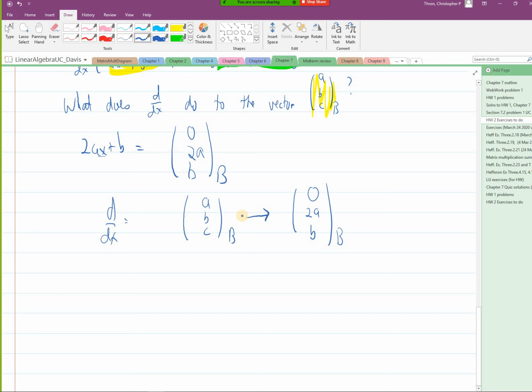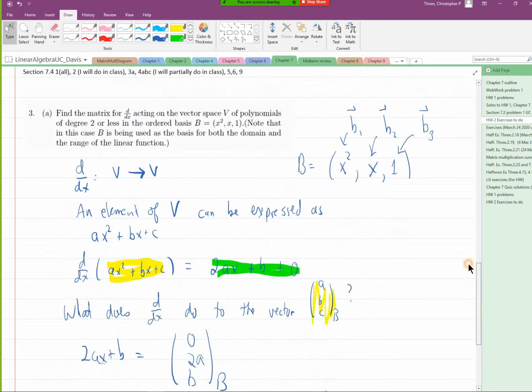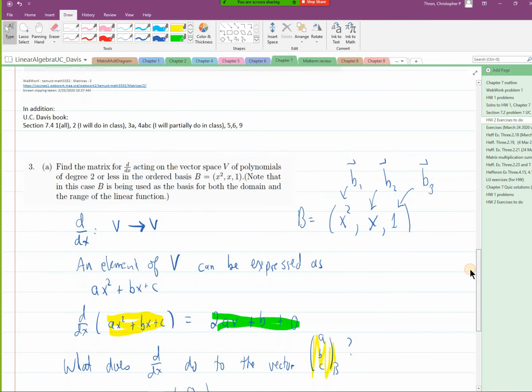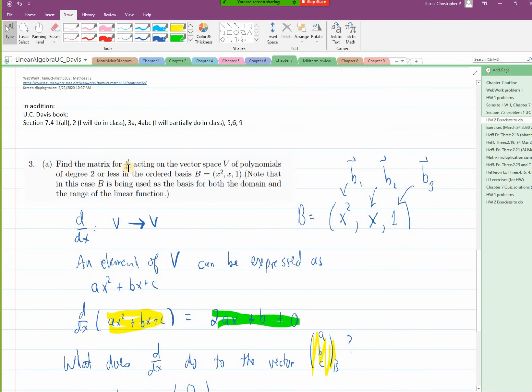What was the question again? I want to find the, so here, I'll write the question. No, I mean, you had it written down. Oh, okay, well, okay, so let's find a matrix for d/dx on the vector space.